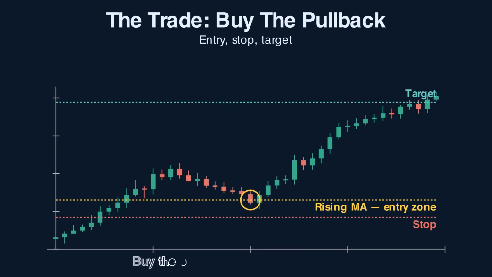Instead of chasing the highs, you wait for a pullback into that rising average. The entry zone here is around 111, where price pauses and turns back up. Your stop sits just below the average near 108, because a clean break of it says the pullback has become a reversal. Your target is the prior high or a measured extension. You're buying strength at a discount with the trend at your back and risk clearly defined.